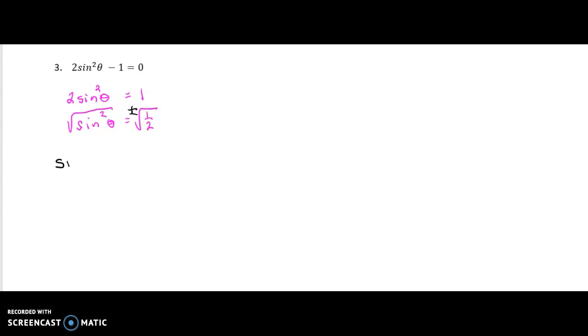So now we're down to sine of theta is equal to positive or negative square root of 1/2, which could be written square root of 1 over square root of 2. You know we're never allowed to leave square roots in the bottom, so we rationalize. We multiply by square root of 2 over 2. So now we have sine of theta is equal to positive or negative square root of 2 over the square root of 4, which is 2.